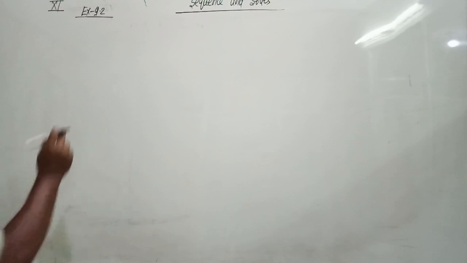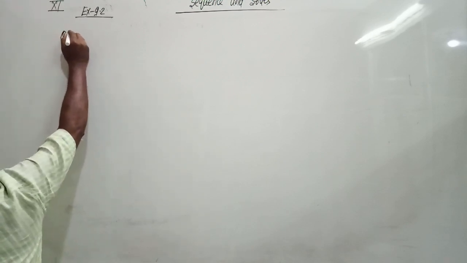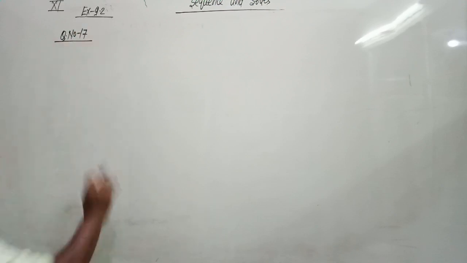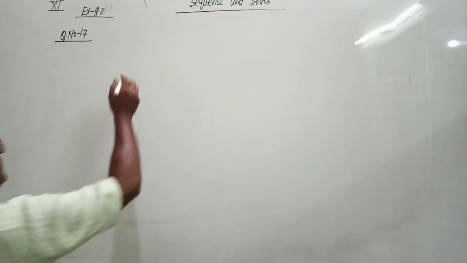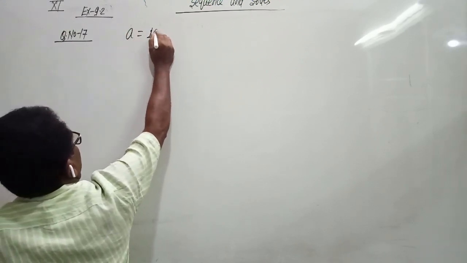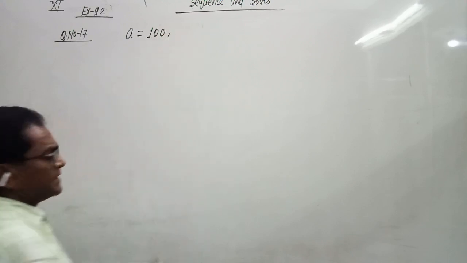Now the next question, question number 17. A man starts repaying a loan with a first installment of rupees 100. First installment means the first term is given: a equals 100, the first term.